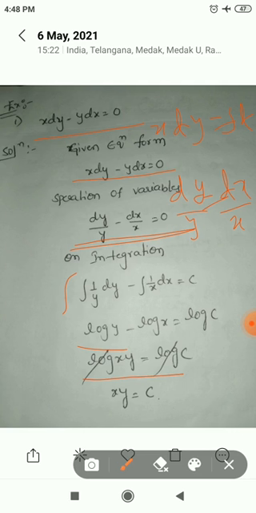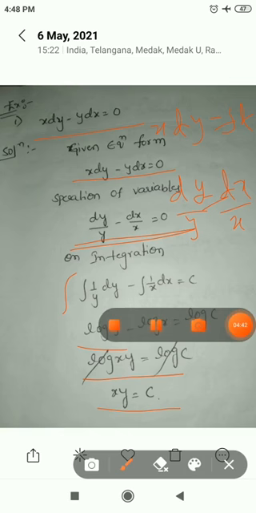So both logs cancel. Then what is the remaining term? y by x equals c.